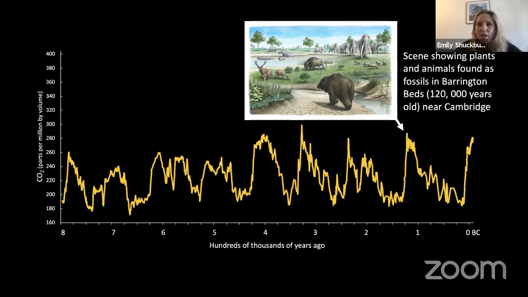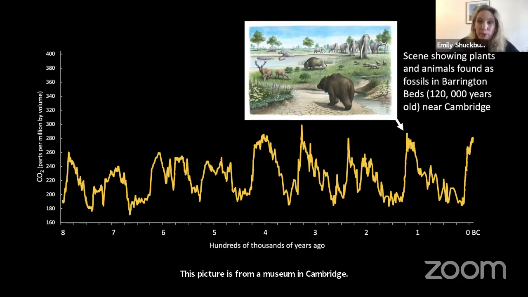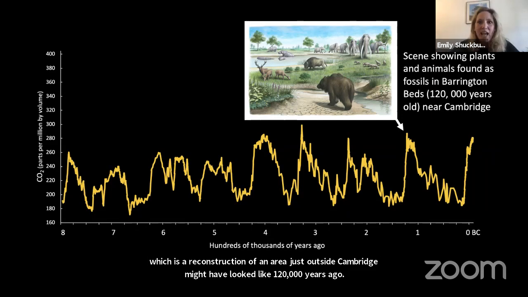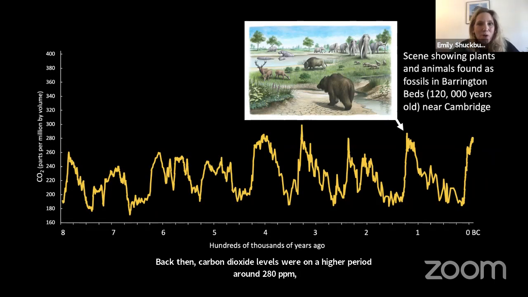This picture here is actually from the Sedgwick Museum in Cambridge, and in amongst the dinosaur bones, you can see this picture, which is a reconstruction of what an area just outside Cambridge might have looked like 120,000 years ago, in the last warm period in the Earth's history. And you can see that back then, when carbon dioxide levels were in one of those higher periods, up around 280 parts per million, then we had these giant elephants and hippos that were wandering around the rivers outside of Cambridge. And as we then moved into the most recent ice age, those were replaced by woolly mammoths. So we've seen very, very different climates and very different worlds in this period of the Earth's history.